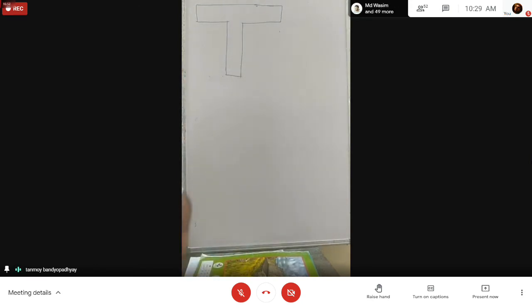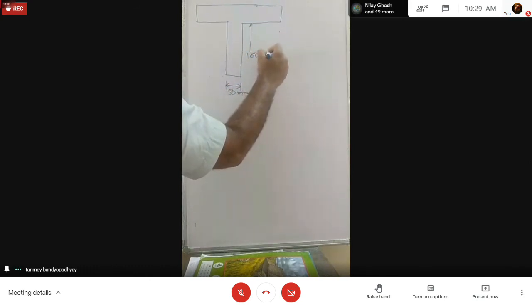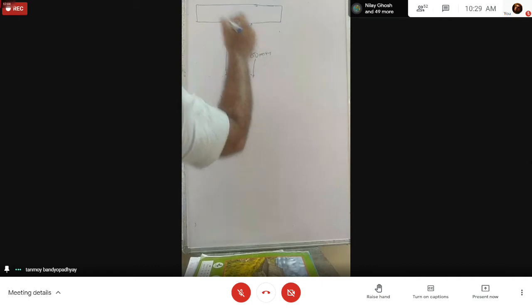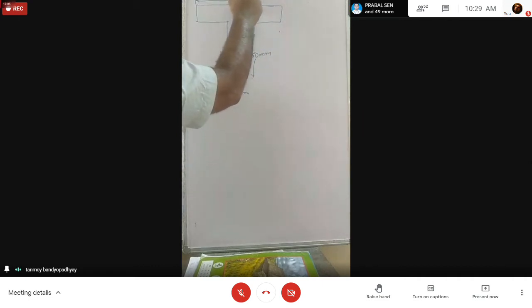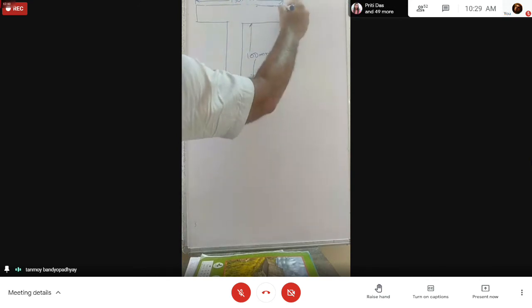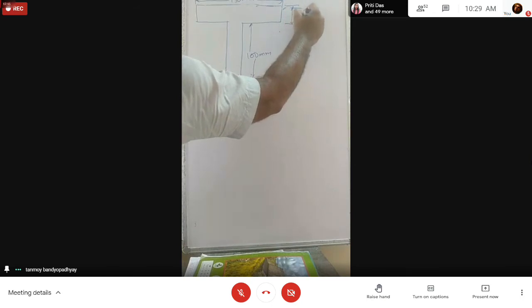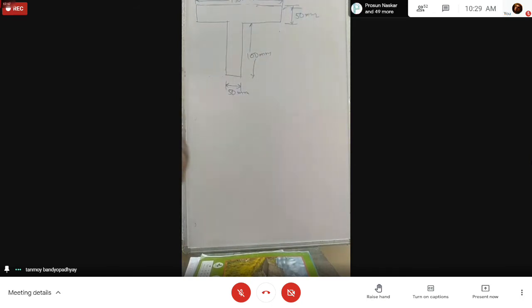So, a problem. This is a T section. This one is 50 millimeter. This one is 100 millimeter. That's a total length; this total length is 150 millimeter, and this distance is again 50 millimeter.